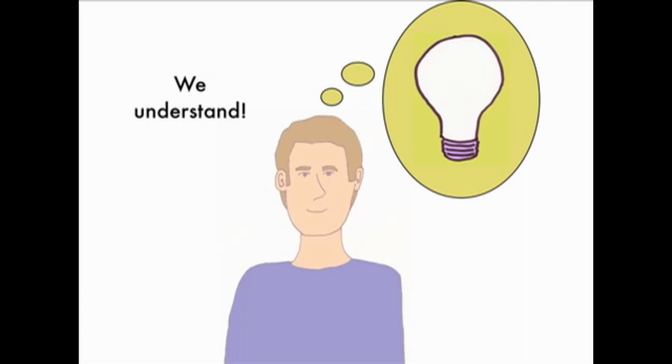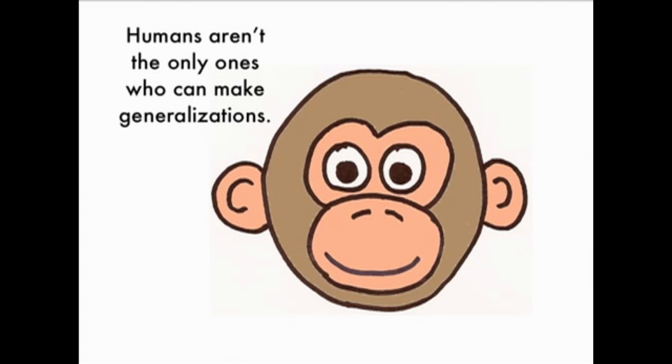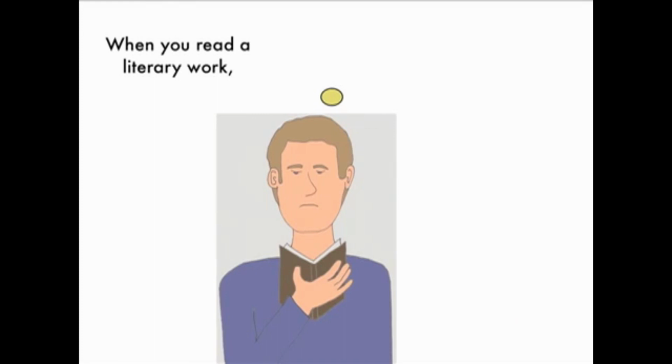You do this? Everyone does this. Chimpanzees can do this. Chimps learn that every year about this time, food can be found in this particular area. They make a generalization based on their experiences. That's a similar process as detecting a theme in a work of literature.